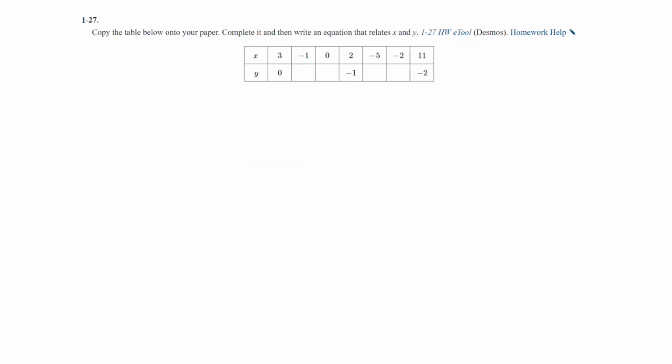Question 27. Copy the table below on your paper, complete it, and then write an equation that relates x and y. So the first thing that I wanted to do is rewrite the table so that the x values went in some type of order. So I just redid mine. I also noticed that on this, it has 11 as an x. That wasn't supposed to be 11. It's a 1. I think it shows up in your book as a 1. So that went right here, not the 11, but the 1.